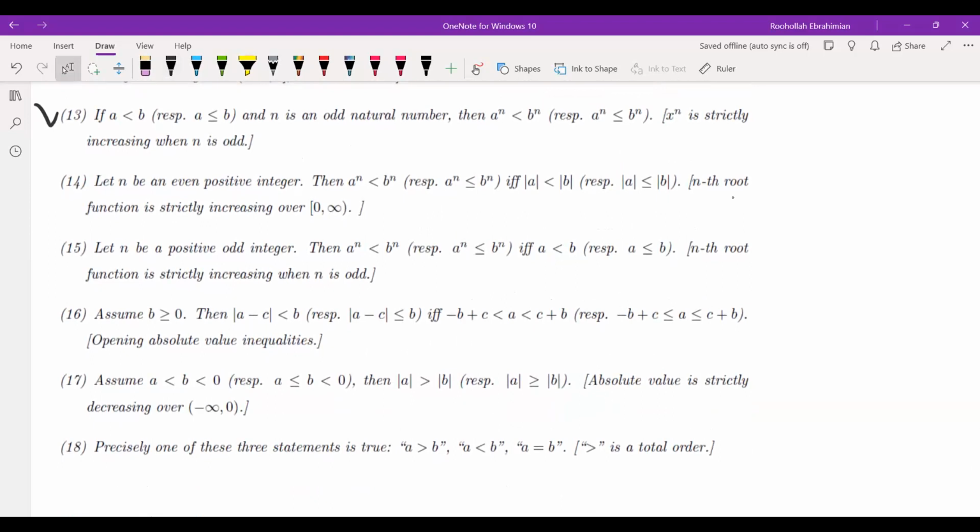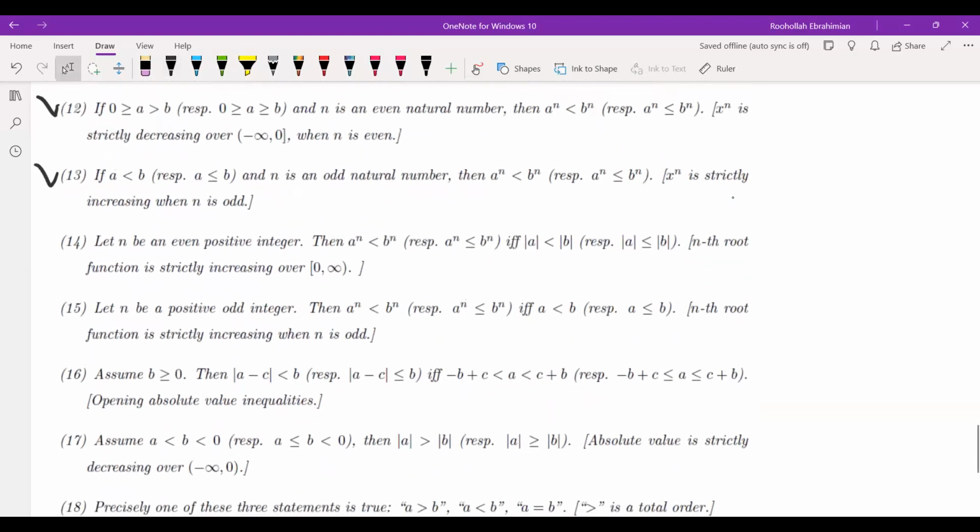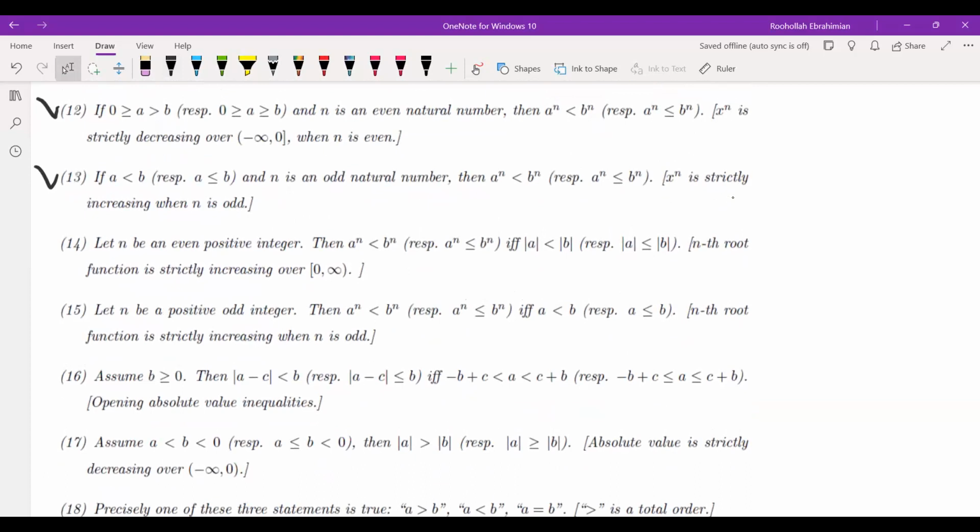Next one is talking about basically the converse of those two, the reverse of those two. If a to the n is less than b to the n, then what we can get is that absolute value of a is less than absolute value of b, assuming that n is even. And if you have an odd exponent, then you can just drop it. A to the n less than b to the n implies a is less than b and vice versa. So if and only if means both directions are valid.